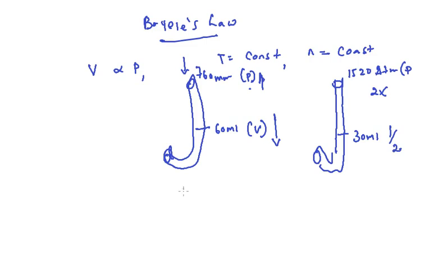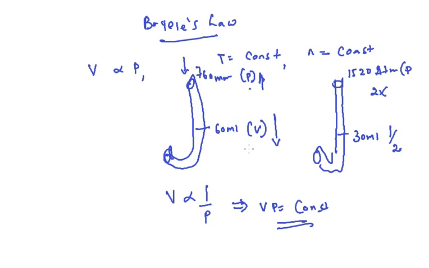So what does that mean? It means that volume is inversely proportional to pressure. So in other words, we can deduce that volume times pressure always gives you a constant. This is called Boyle's law. To summarize, if you double the pressure, the volume is going to be reduced. That's what Boyle's law stated.